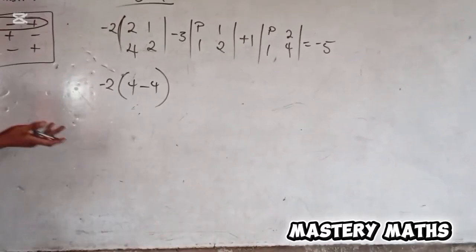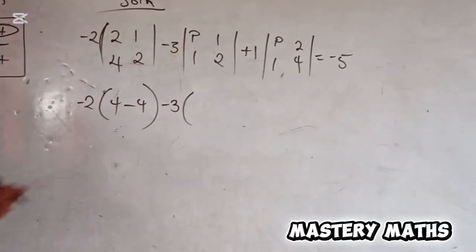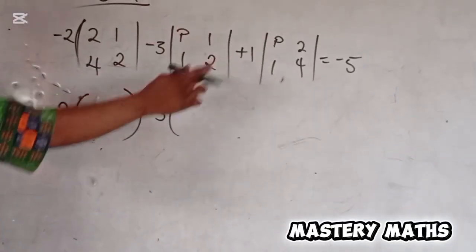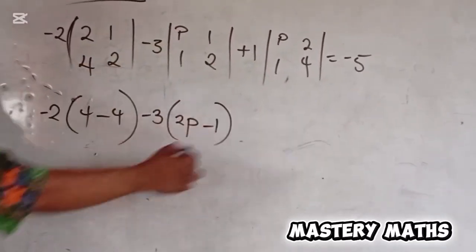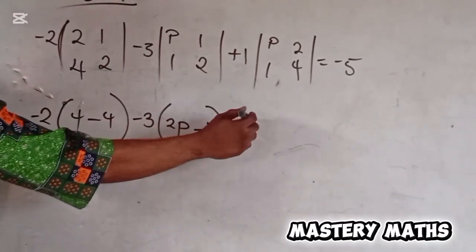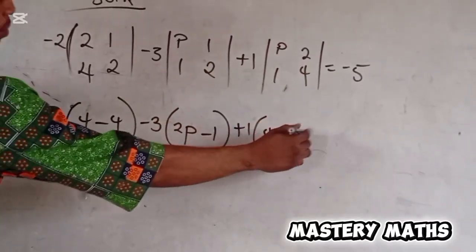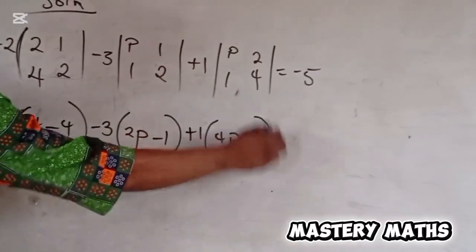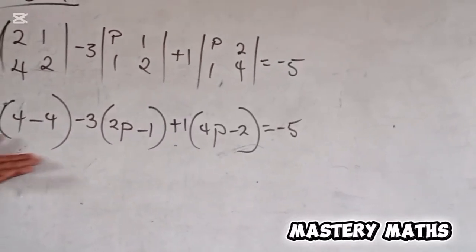You close the bracket. Then, breaking it down again, the minus 3, open a bracket, you say P times 2 will give you 2P minus 1 times 1, 1. Then, bringing the third one, plus 1, open the bracket, you say P times 4, 4P minus 1 times 2, 2, equal to minus 5. You see it now? We reduce this to this.